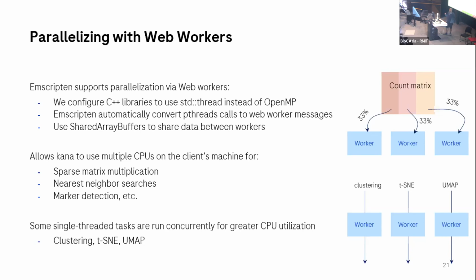Of course, some steps aren't easily parallelized, like the clustering implementation that we use from iGraph. At least I can't figure out if it's parallelizable. t-SNE and UMAP also are difficult to parallelize because each iteration depends on the previous iteration. So it's not like you can really split them up. So in those cases, instead of trying to parallelize within each task, we parallelize across tasks because none of these things depend on each other. So we can just run all of them concurrently, get greater CPU utilization, and reduce the runtime of our analysis.